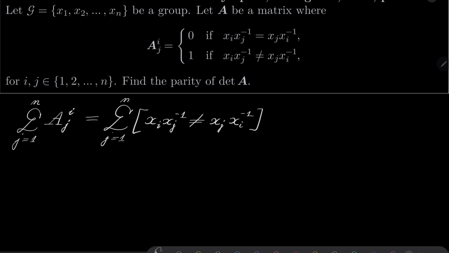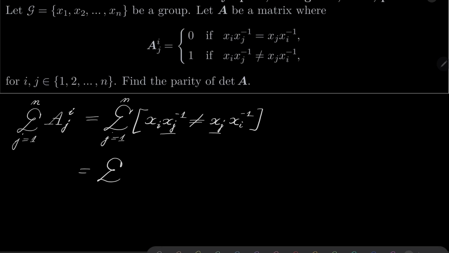So if you don't know how this bracket works, notice that in this bracket we have some formula, and this bracket is evaluated to 1 if this formula is true, and it's evaluated to 0 if it is false. Alright, now, first thing, notice that we are summing just over, well, all elements of our group. So we can write that it's the sum over all elements x of our group.